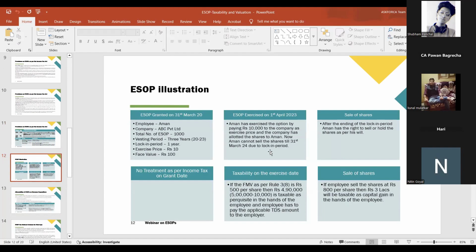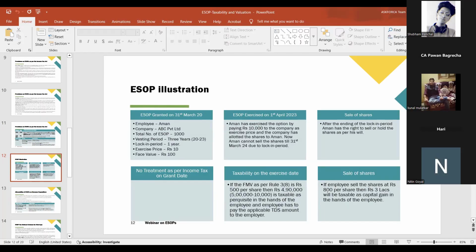This is the same illustration we have used for the income tax purpose. Suppose the fair market value as per rule 38 is 500 per share on the exercise date, then 500 into 1000 is rupees 5 lakh, the fair market value, minus 10,000 as the exercise price. Then 4 lakh 90,000 is taxable in the hands of the employee as perquisite, and TDS on the same has to be deposited by the employer.